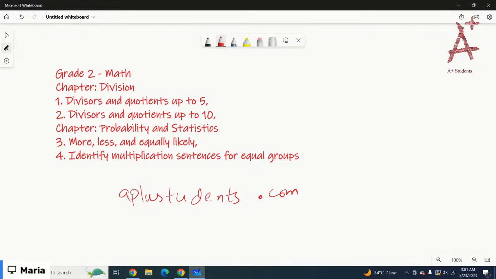We're going to start with the chapter division. The lessons we're going to cover today are divisors and quotients up to 5 and divisors and quotients up to 10. Then we'll start with the chapter probability and statistics, and the lessons are more, less, and equally likely. Identify multiplication sentences for equal groups. So let's start with the first lesson.